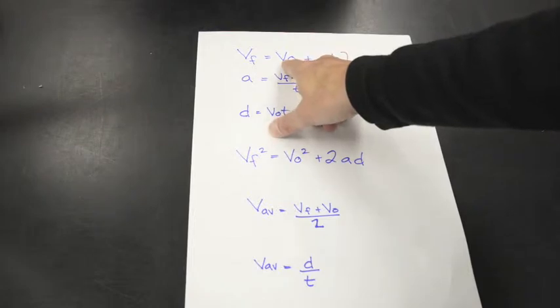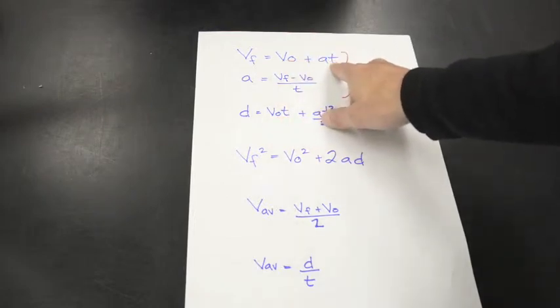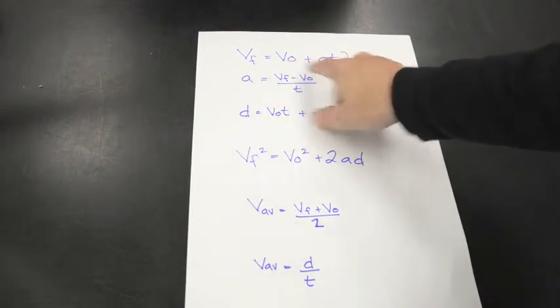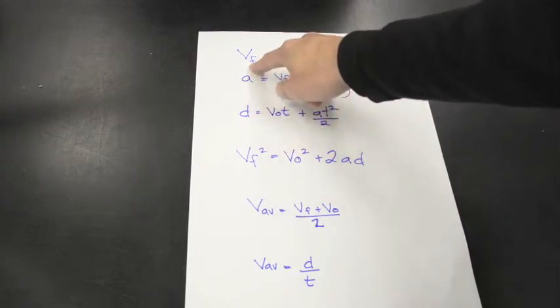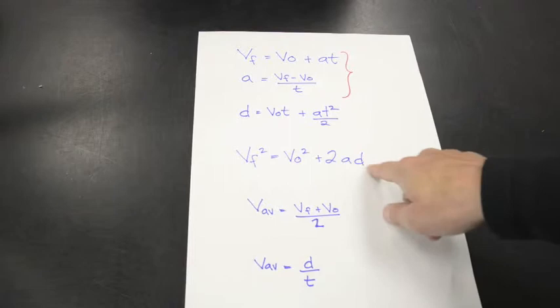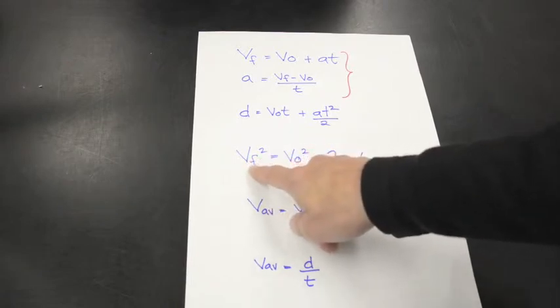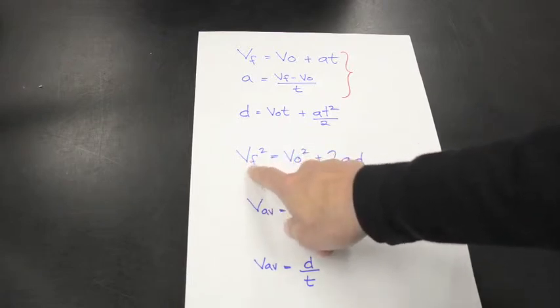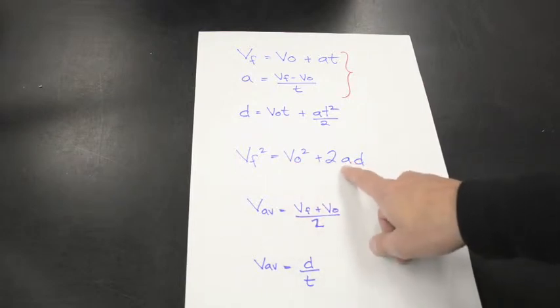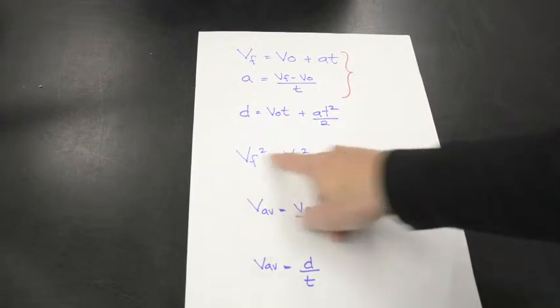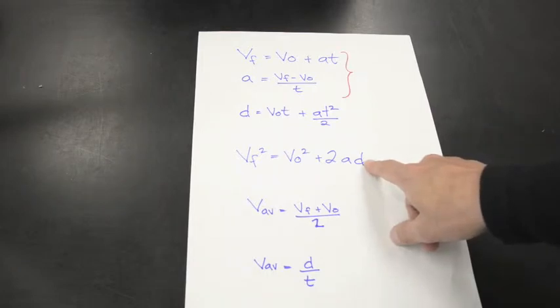We have V naught. We have T. But we don't have A. So the use of this equation would not be possible because there's two unknowns. The same is true for this equation, which also has VF in it, the variable we're trying to find. We have V naught. We have D, but we again don't have A. So that's not useful for us.